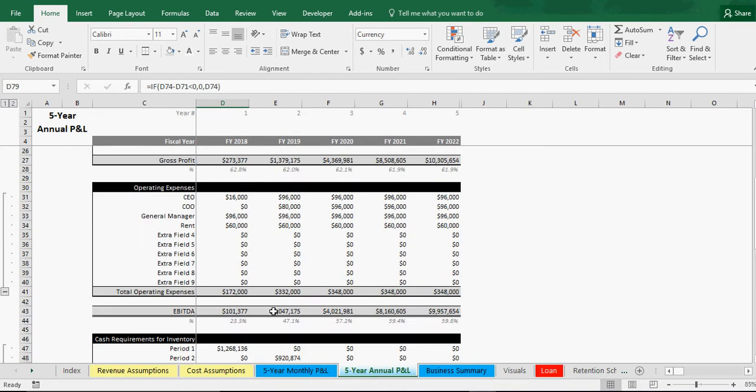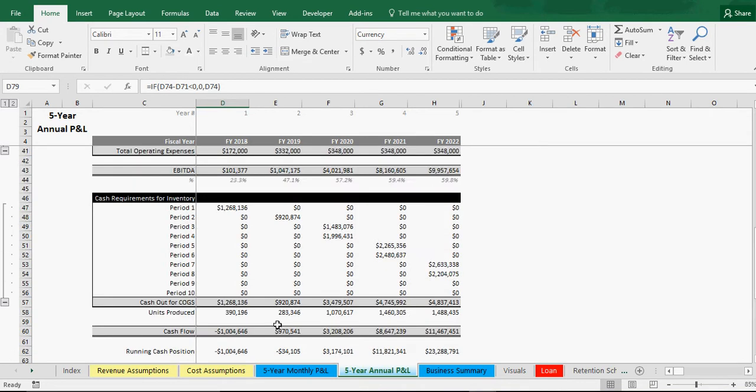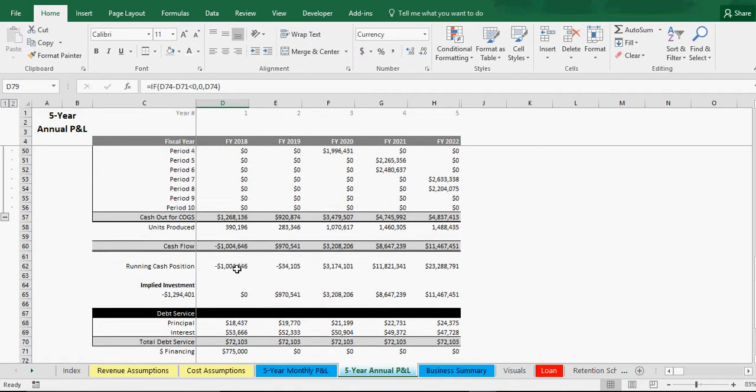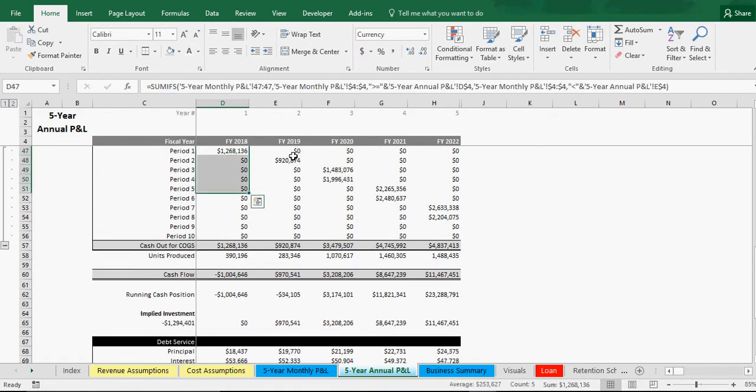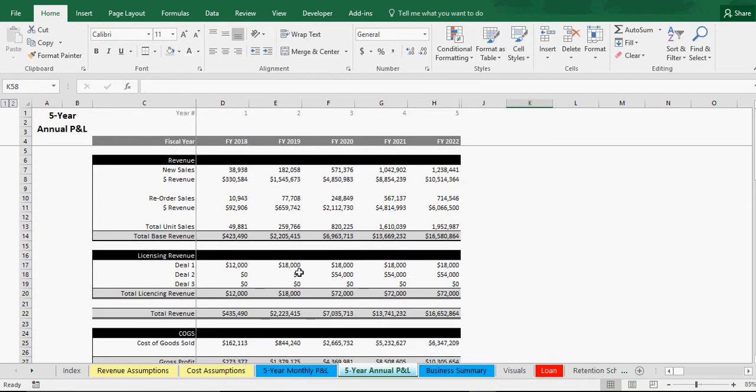The 5-year P&L is the same exact thing I just went over, but it does everything on an annual basis. And now you can see these inventory purchase batches here, which is pretty cool. And then you can see your total unit sales right there.